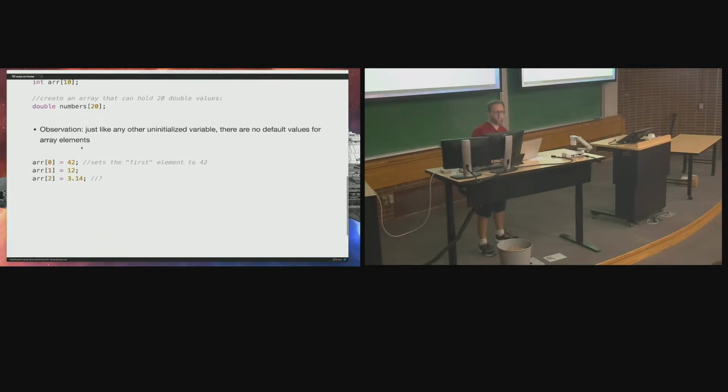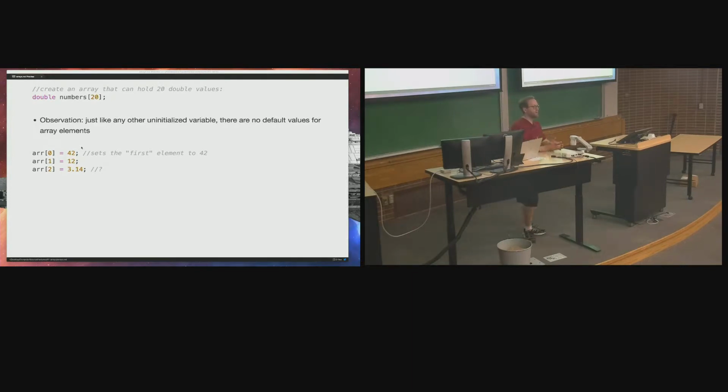Sorry, there we go. So remember, can you store double values into an array that holds integer values? Nope. So what happens when you try to assign a double value to an integer? Truncation, right? Truncation makes this 3, right? So truncation will occur when you're working with arrays.